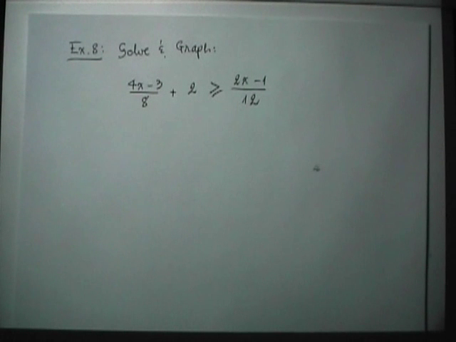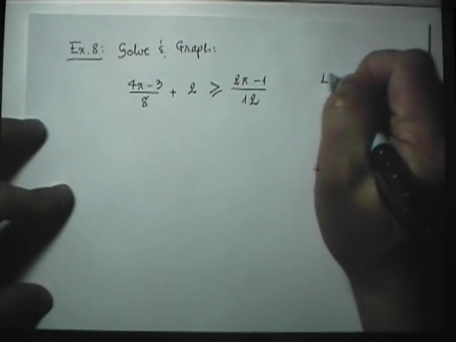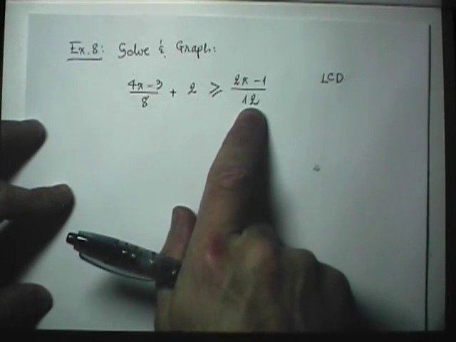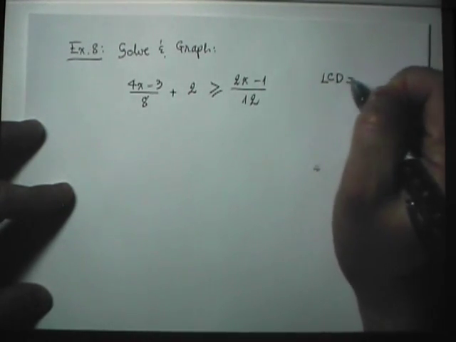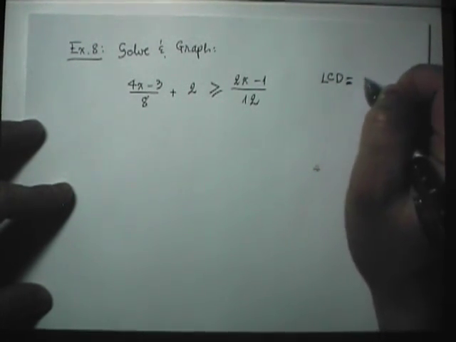Okay, so once again, here's the worst nightmare ever. Once again, we have fractions all over, and we have all different denominators. So we need to find our way to clear all the fractions away, and the only way of clearing the fractions away is to find the LCD. I have denominator 8, denominator 1, and denominator 12. So the best LCD here is going to be 24.